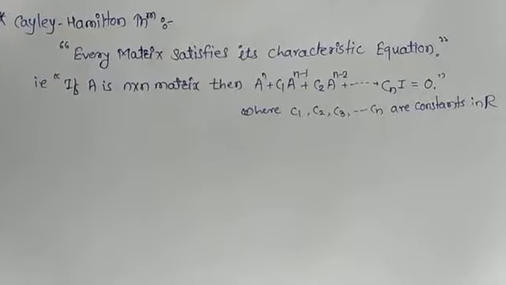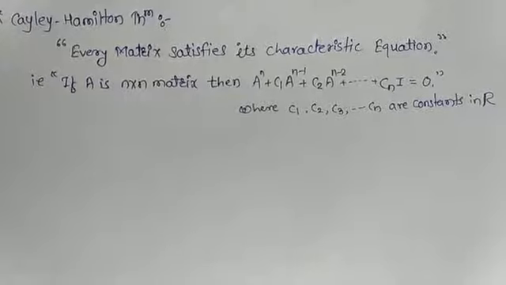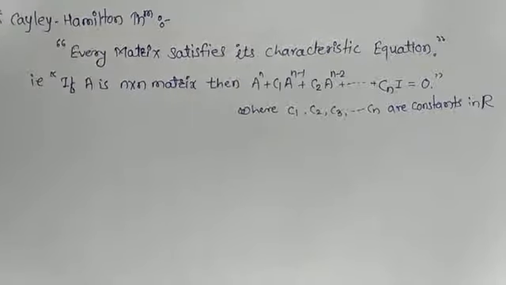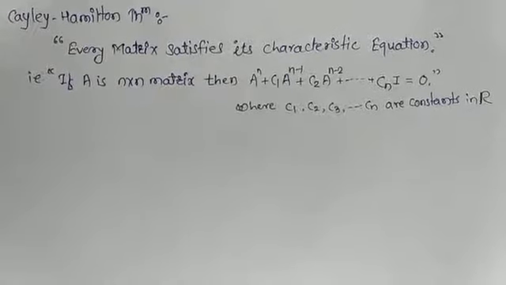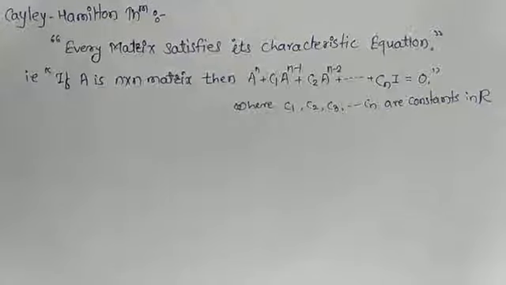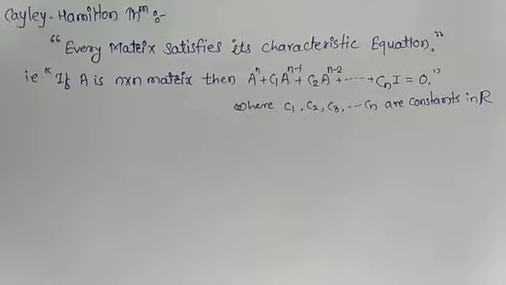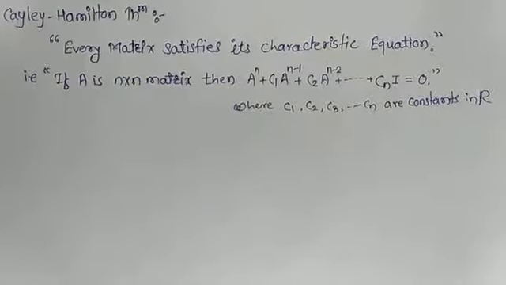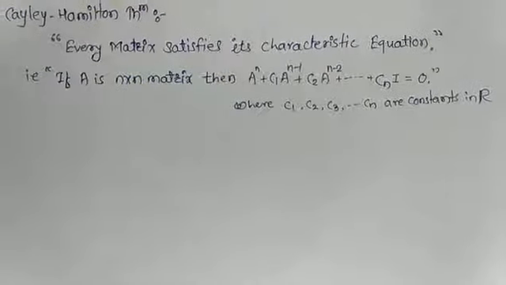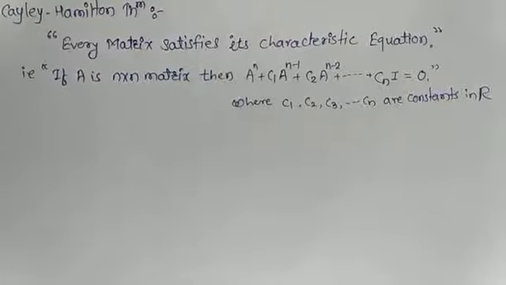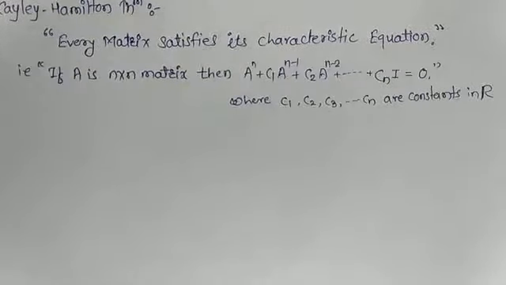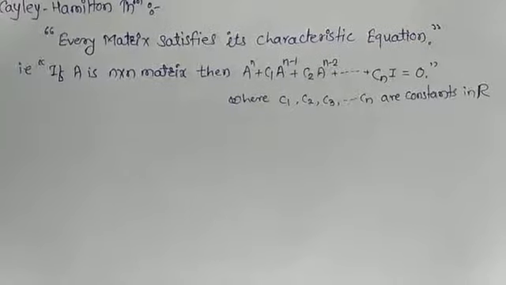That is, if A is an n cross n matrix, then A raised to n plus C1 A raised to n minus 1 plus C2 A raised to n minus 2 plus, and so on up to Cn into I, is equal to 0. Here A raised to n minus 1 and so on are n cross n matrices, and C1, C2, C3 are constants which should be real numbers.